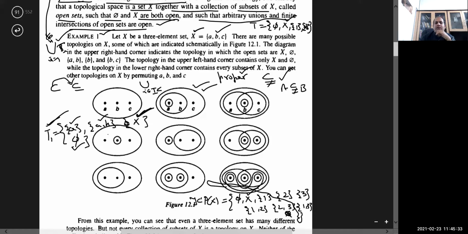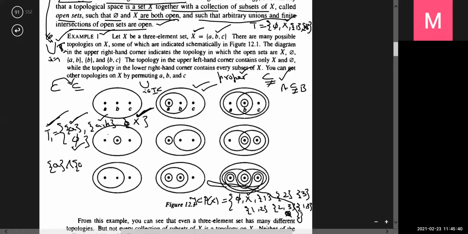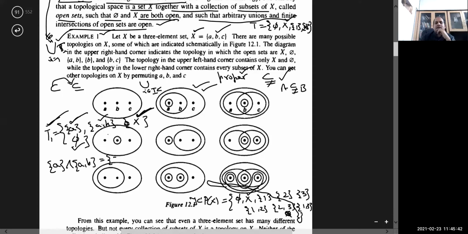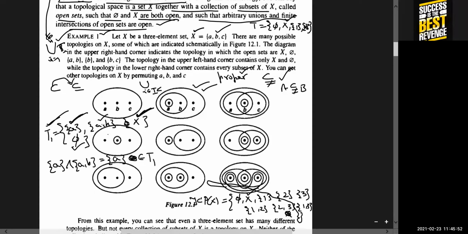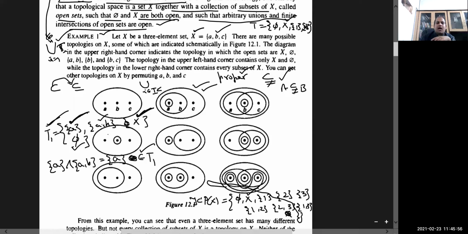Let me take the intersection of A and AB. The intersection of A and AB is A, and A is already in T1. Sorry, here A is considered as a member, so write belongs to T1; A belongs to T1. Again, if we take the intersection of AB and X, it will be AB, already in T1. So this T1 is going to form a topology on this set X.